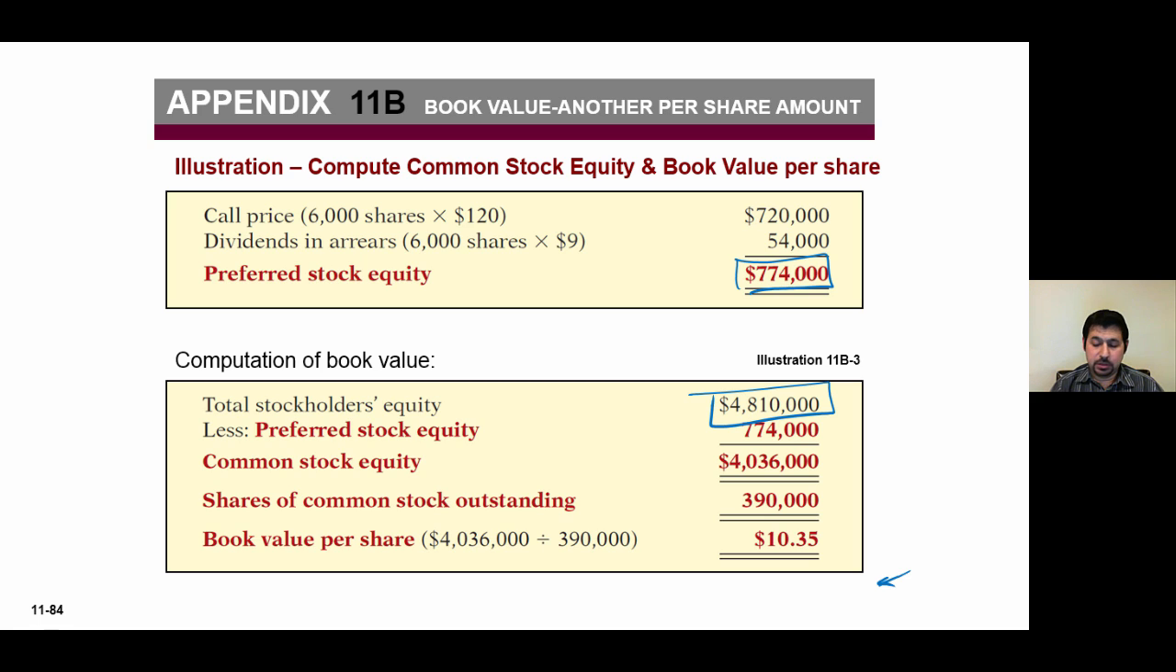As a result, the common stock equity will be equal to total stockholders' equity minus preferred stockholders' equity. That would give us the common stock equity. We divide this one by the outstanding common stocks, so we divide this one by the number of common shares that are outstanding, and that would give us the book value per share.